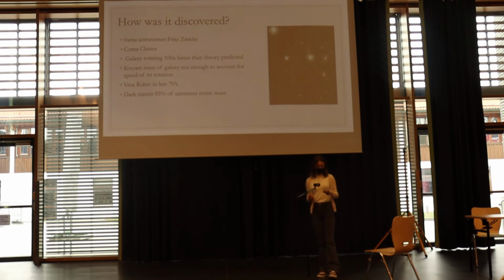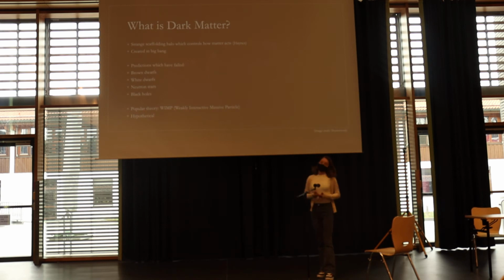On a basic level, you can imagine it as a strange scaffolding halo which controls how matter acts. It is known that dark matter was created in the Big Bang. However, we're still not sure what exactly it is made up of. And there are many theories of what it cannot be made up of and fewer of what it actually could be.